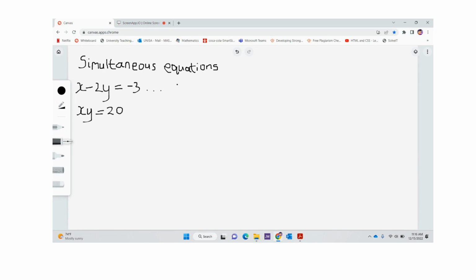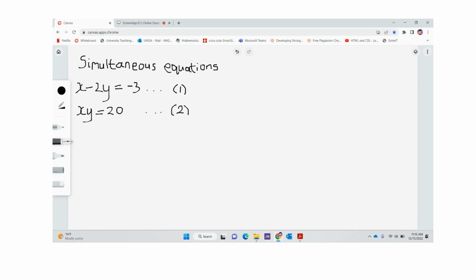So you will see that we have equation 1 here, which is x minus 2y equals 2 minus 3. So we're going to name this equation 1. And then the second one is xy equals 20. This will be equation 2. So the two variables here, or the two unknowns, are x and y. So we are solving for x and y simultaneously.